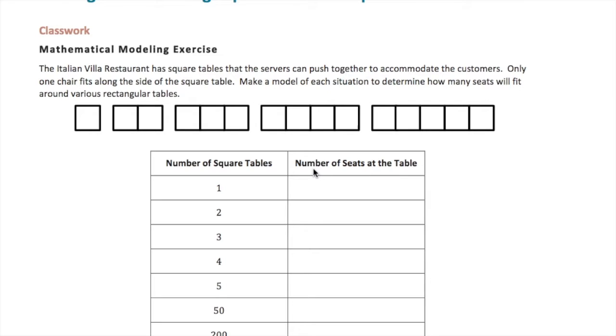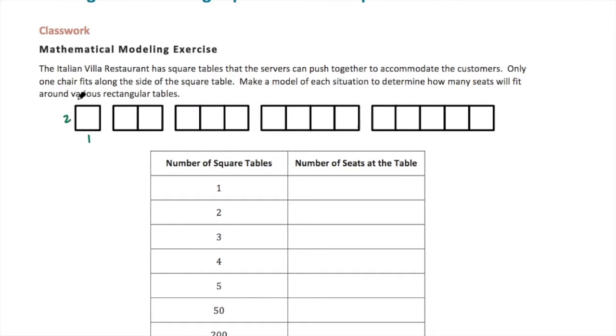Only 1 chair fits along the side of the square tables. So we want to make a model to determine this, and they've kind of started the model here for us. So let's look at the beginning of this, but I do encourage you to pause the video at this point and start looking at the pattern and see if you can come up with it on your own. So go ahead, give it a pause for a second.